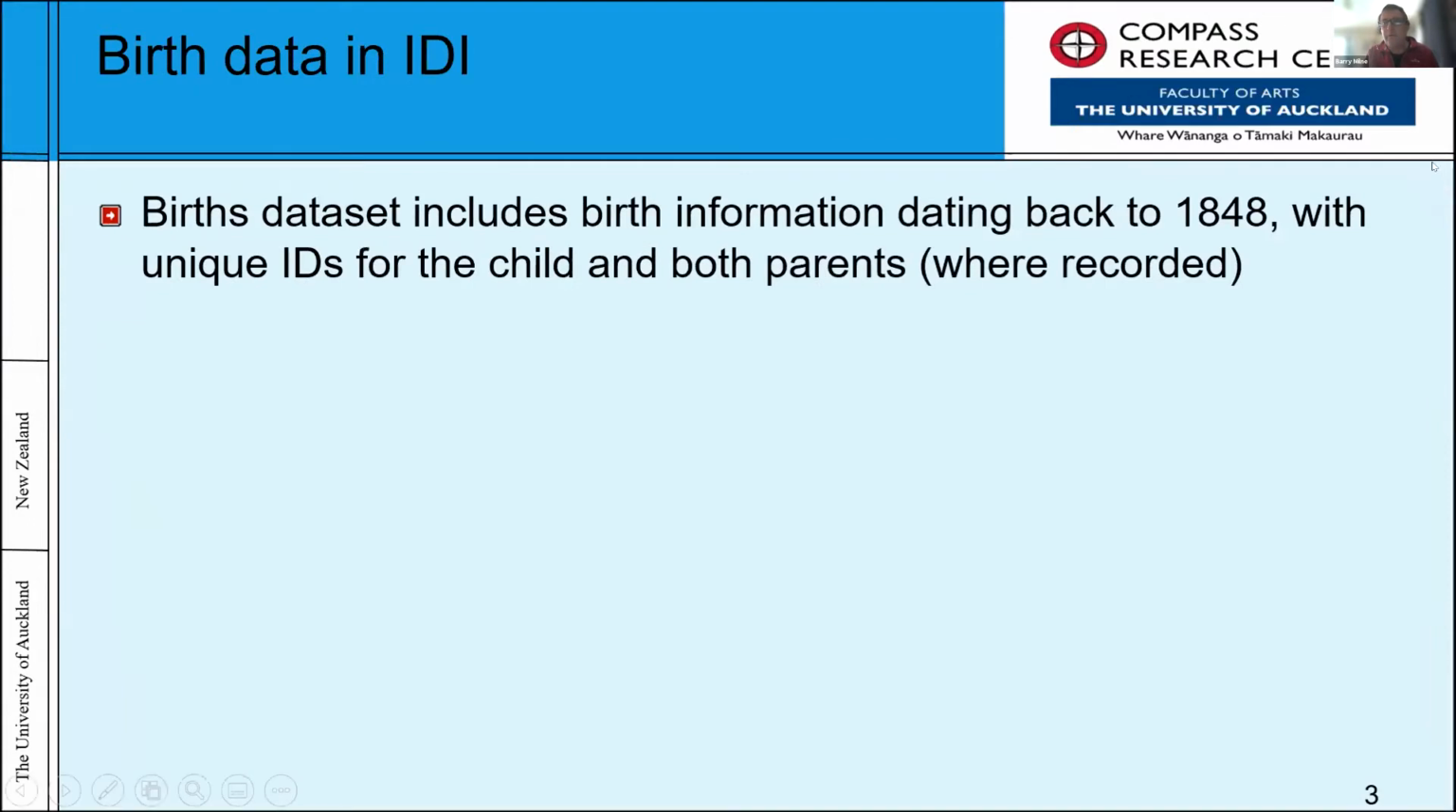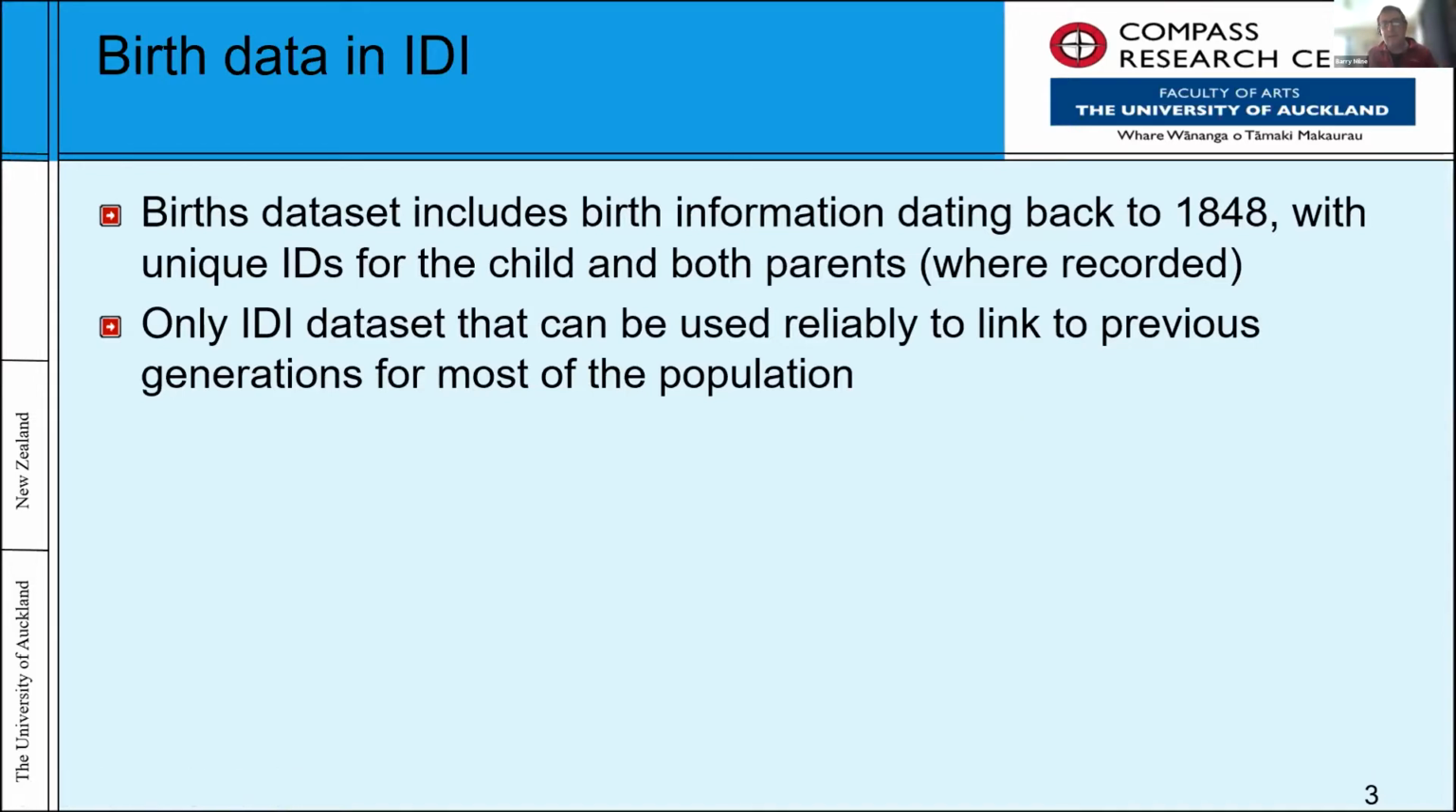Okay, so what we've got here is a birth data set, dating back to 1848, the Births, Deaths and Marriages Act in New Zealand, 1848. And there are unique IDs there for the child and both parents, where both parents are recorded. There'll always be a parent 1, typically the mother, recorded, mostly a father, but not always the case.